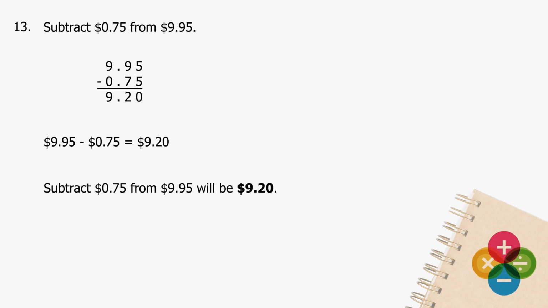Question 13. Subtract 75 cents from $9.95. Subtract 75 cents from $9.95, and the difference is $9.20.